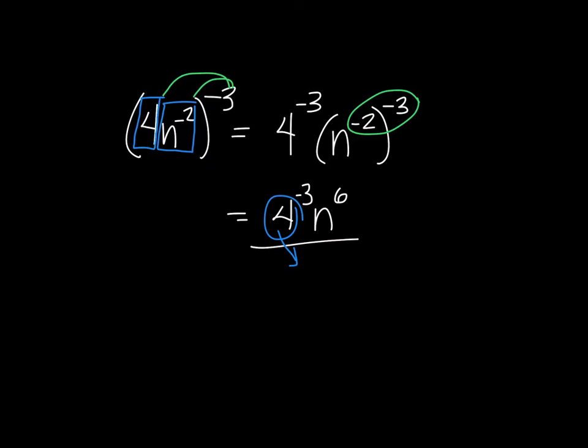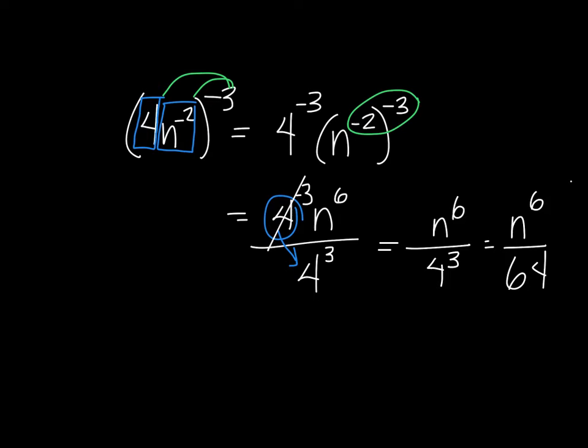Now I want you to notice n does not have a negative exponent, so this stays. Just the 4 goes to the bottom. So I'm going to move the 4 to the bottom, and now the exponent becomes positive, and then that's gone. So basically now what I have is n to the 6th over 4 to the 3rd. And then we do that math. 4 to the 3rd, I believe, is 64. So we have n to the 6th over 64.